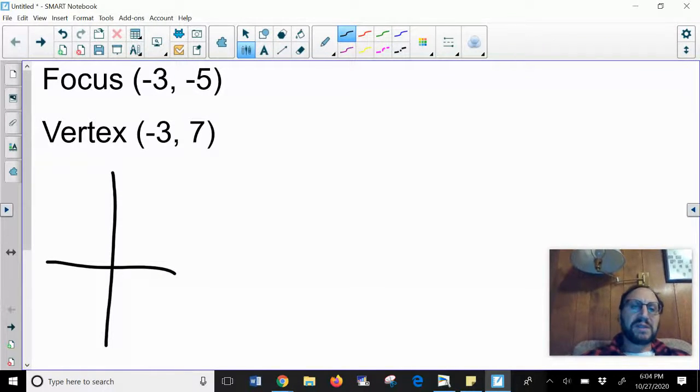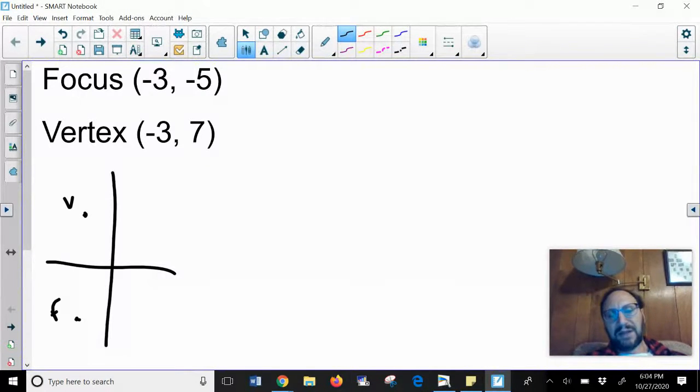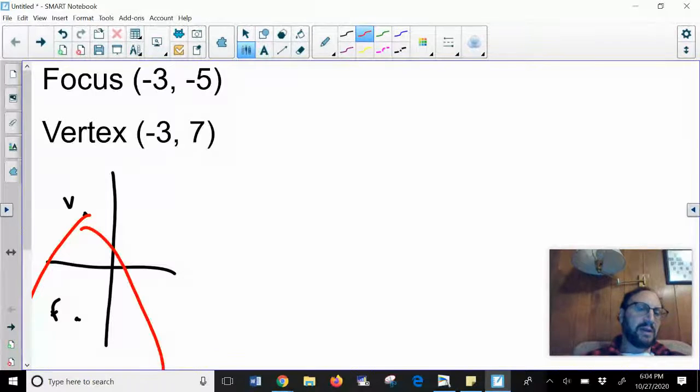If my focus is at -3, -5, which is way down here somewhere, and my vertex is -3, +7, it's up here somewhere, I need to be able to identify which direction the parabola is going. First of all, the parabola goes through the vertex, and the focus is always on the inside of it. So that tells me with this one that the parabola is going down. It's not a very good looking one, but it goes down, and its vertex is up here at the top point.